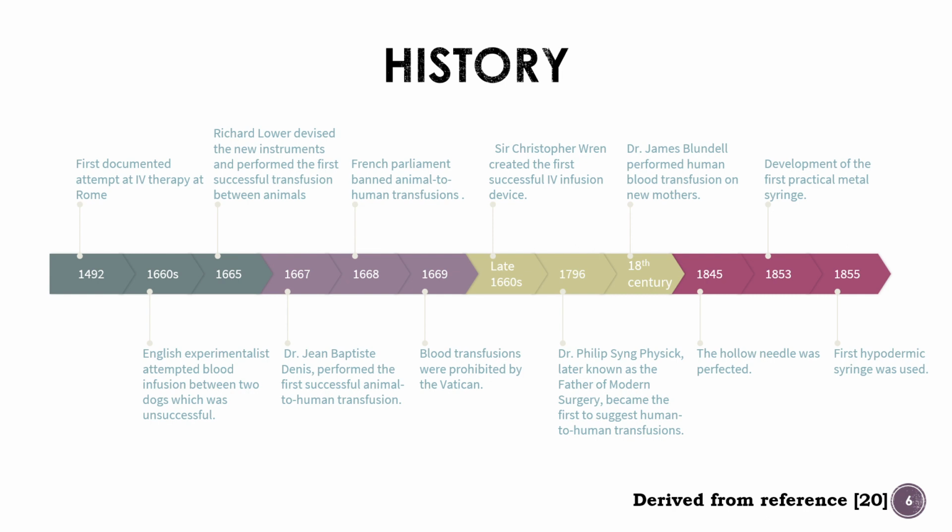The late Middle Ages. In 1492, the first documented attempt at IV therapy was performed by a doctor caring for Pope Innocent VIII in Rome. After an apoplectic stroke, the Pope fell into a coma. The doctor gave him an infusion of blood from three young boys by joining them in anastomosis to exchange blood. Unfortunately, all four died. The concept of IV transfusion is absent from history for more than 100 years after.